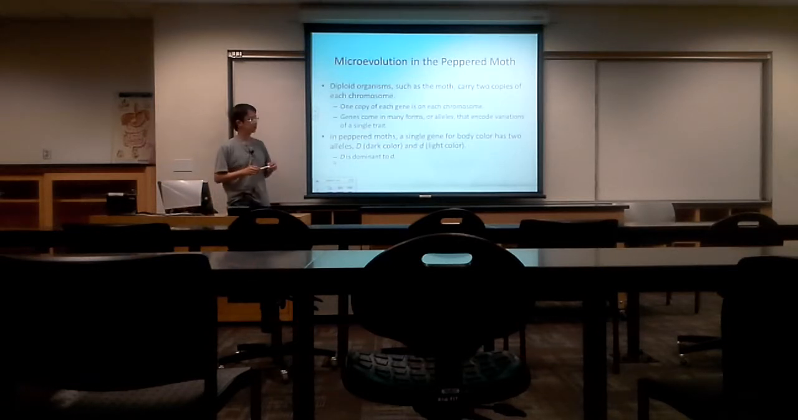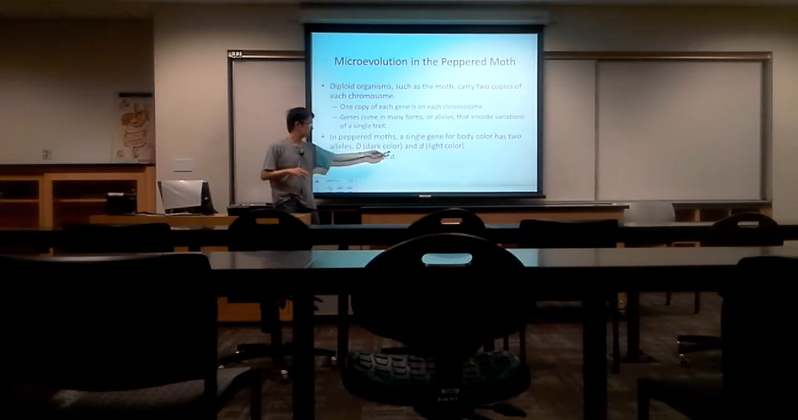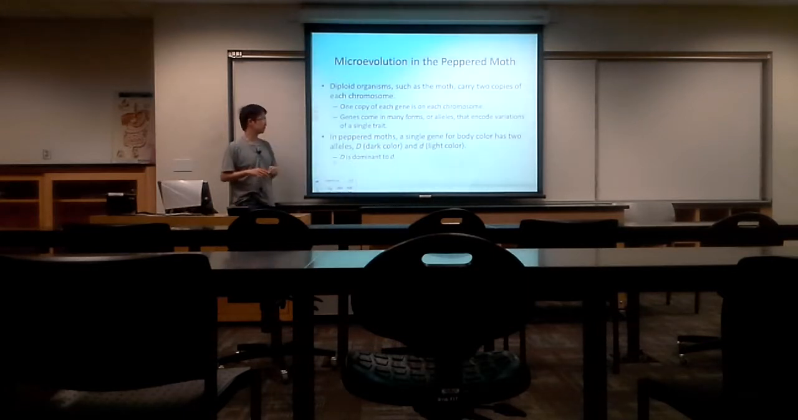So we use pepper moth as an example. Pepper moth is just like the pea plant that we talked about previously. They have two alleles for a gene, for a single trait. The single trait is the body color. The big D is the dark color, small d is the light color, and big D is dominant.